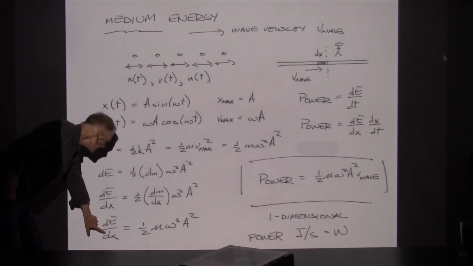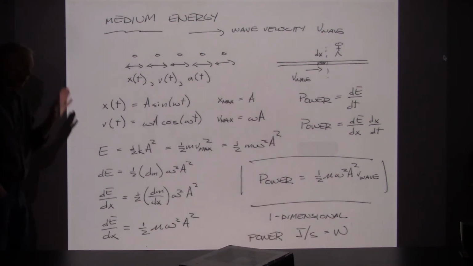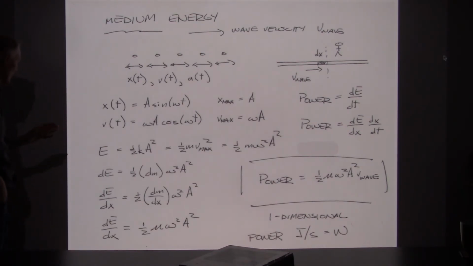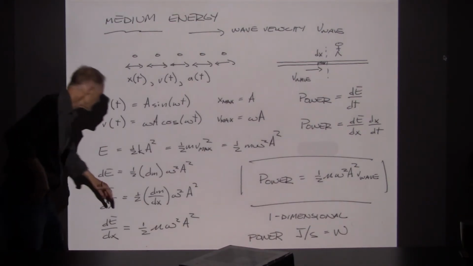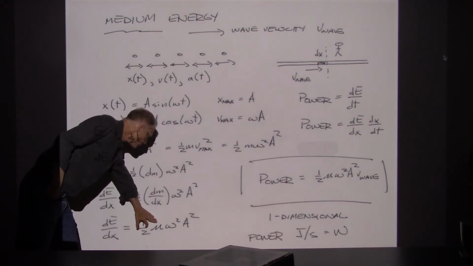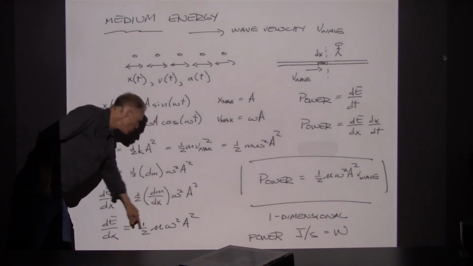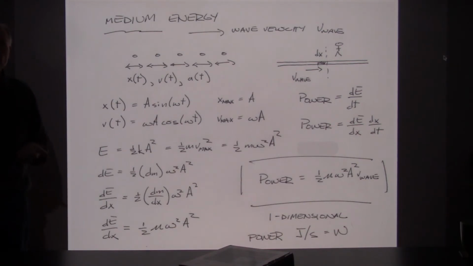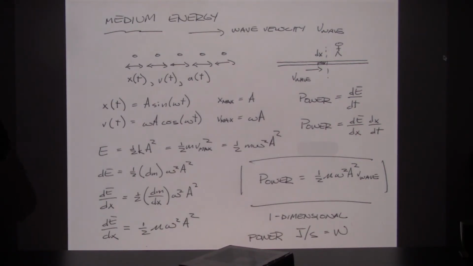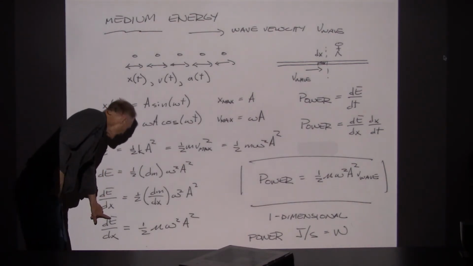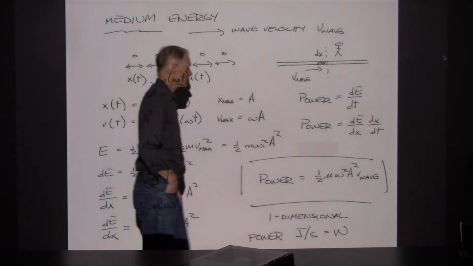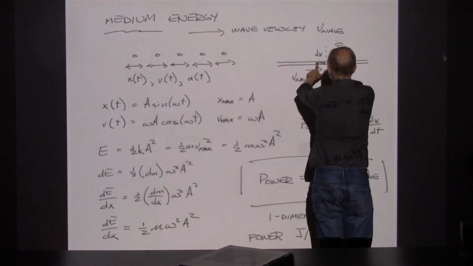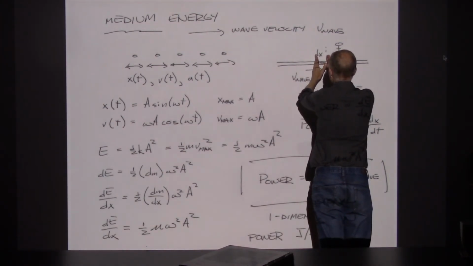Well, dE/dx, the energy per length, is equal to 1/2 mu omega squared A squared, where mu was our linear mass density that we had talked about. All right, so that's looking useful. Now dE/dx says that there's a certain amount of energy stored right here.